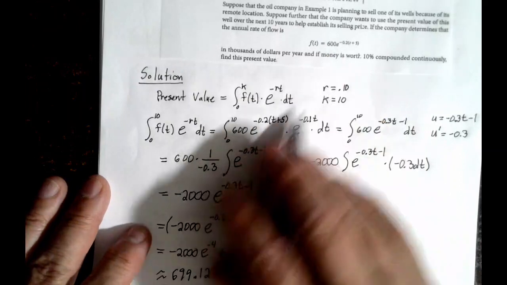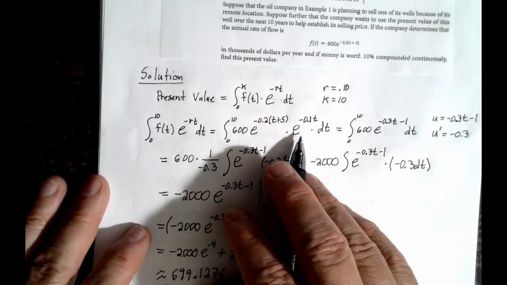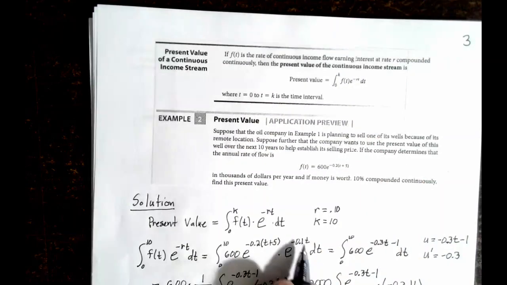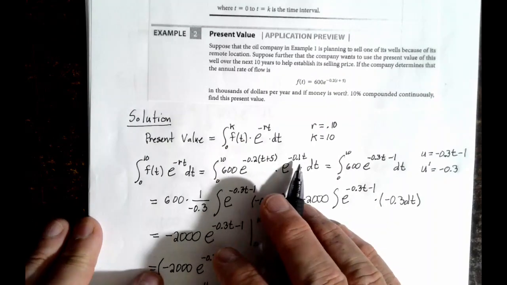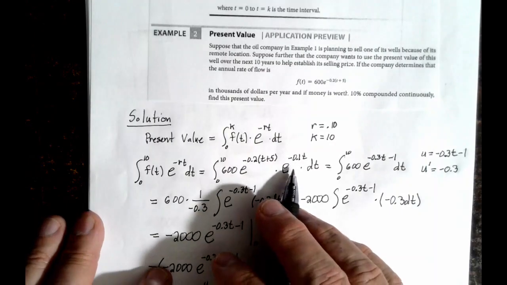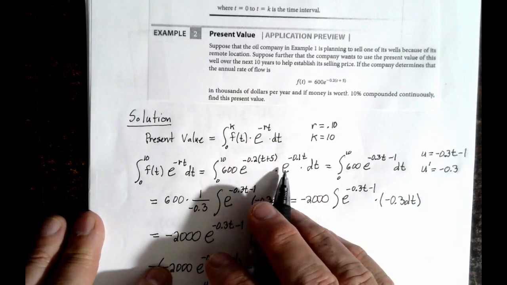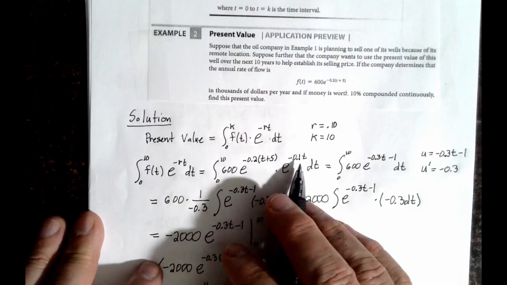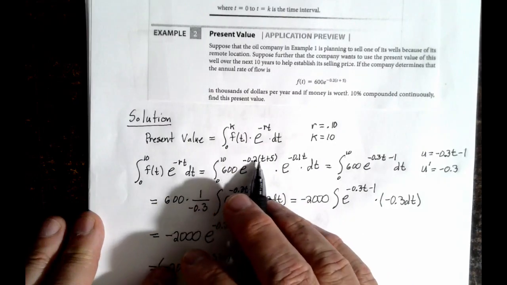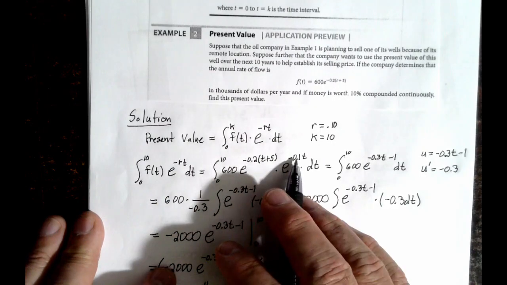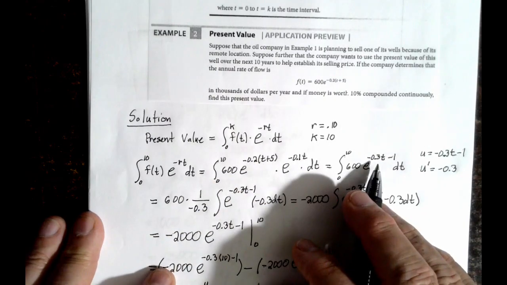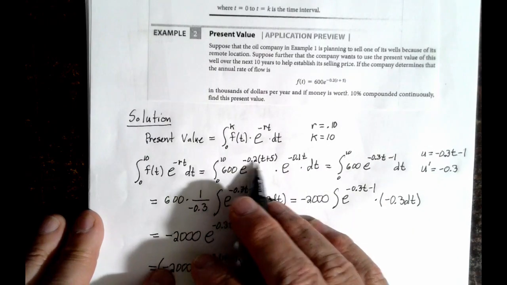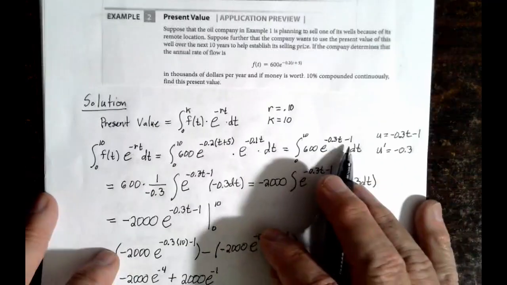So you plug that function in here, you've got this guy from your formula, right? And you plug in there for r, the 0.1, so it's negative 0.1 t. And when you multiply two things that have the same base, you can add their exponents. So you've got a negative 0.2 t when you multiply this out, and a negative 0.1 t. And when you add those, you get negative 0.3 t. And you also have negative 0.2 times 5, which is negative 1.